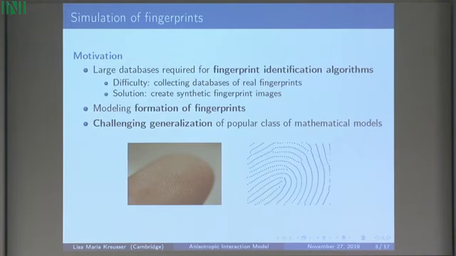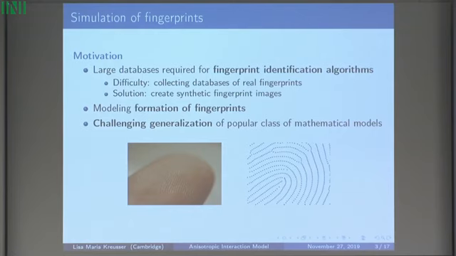And this application is motivated by fingerprint identification algorithms, where we need large databases to develop and validate those fingerprint identification algorithms. However, due to data protection and privacy regulations, it's basically impossible to collect these very large databases of real fingerprint patterns. And this actually motivates us to create synthetic fingerprint images on a computer.